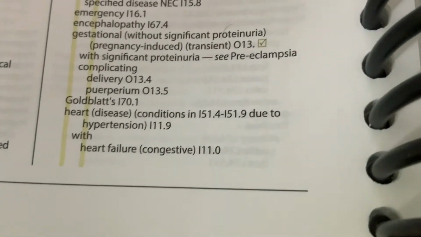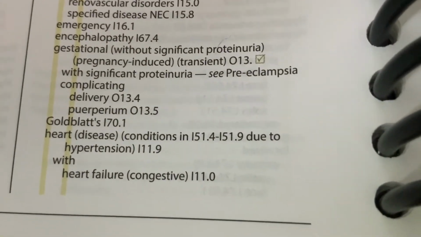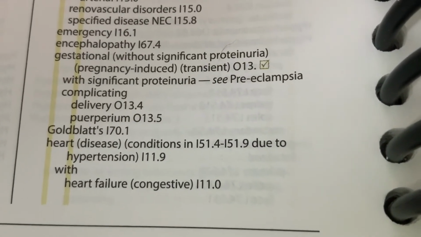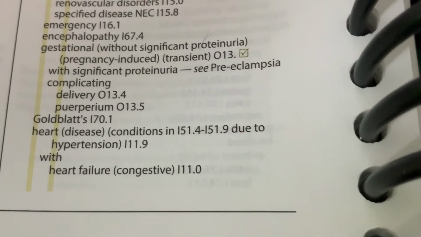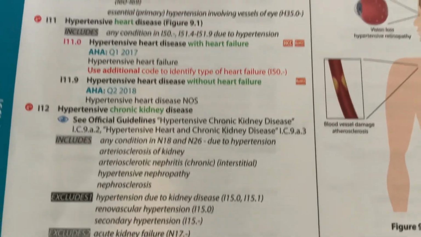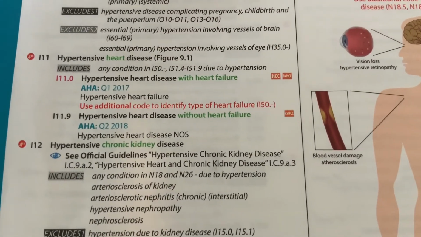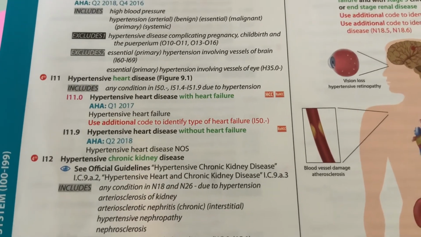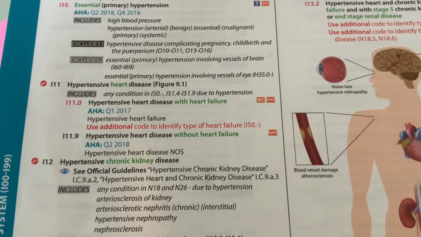So that's what we're going to do. We're going to go all the way down here. This makes me dizzy just looking at it. And go to hypertension, heart. And it tells you to go to I11.9. So let's go to I11.9 really quick. So here we are. I11.9 right there. It says hypertensive heart disease without heart failure. That's the code we use.